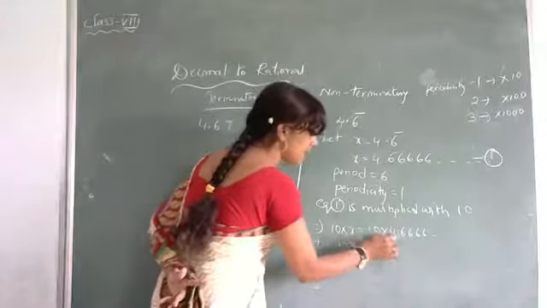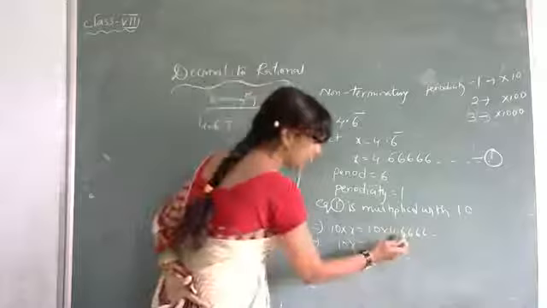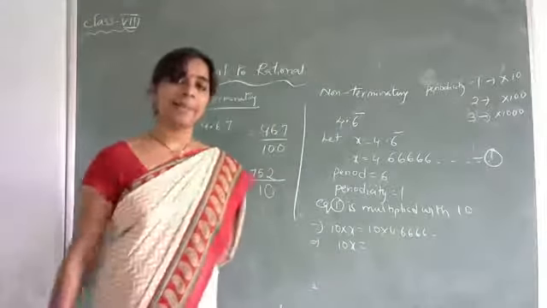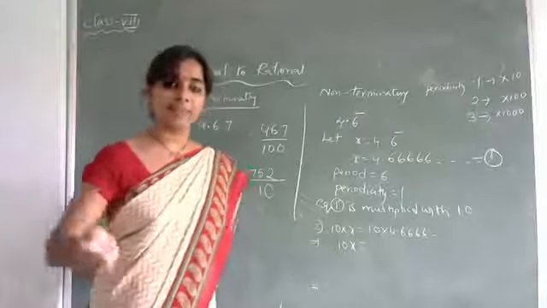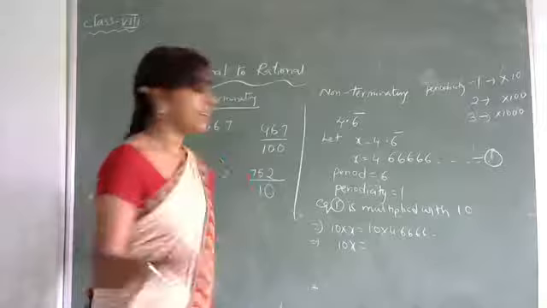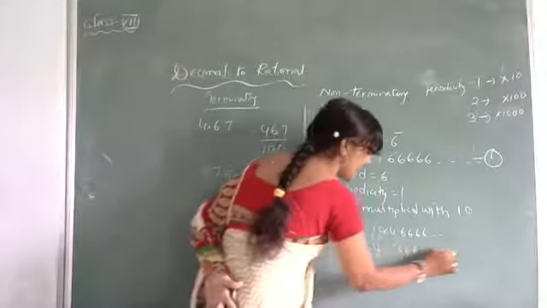If I multiply 4.6 with 10, what will it become, children? The point will move to which side? Left side or right side? Right side. The point will move to the right side. One digit, 10 has one zero, so the point will move 1 digit to the right. So 46.666 and so on. This is our equation 2.